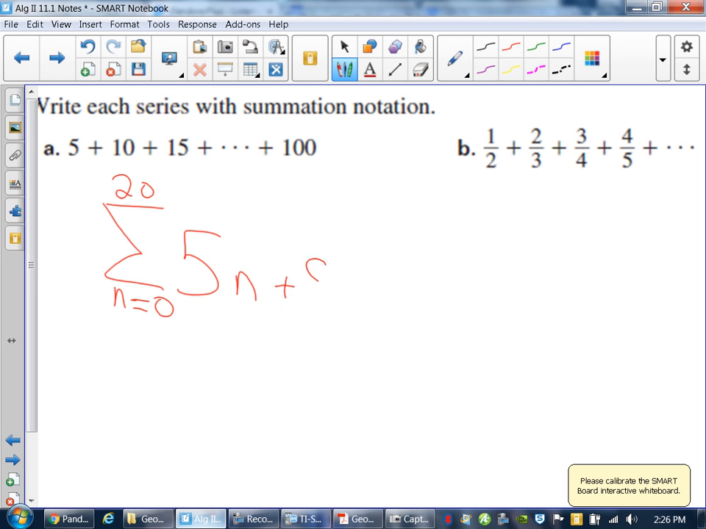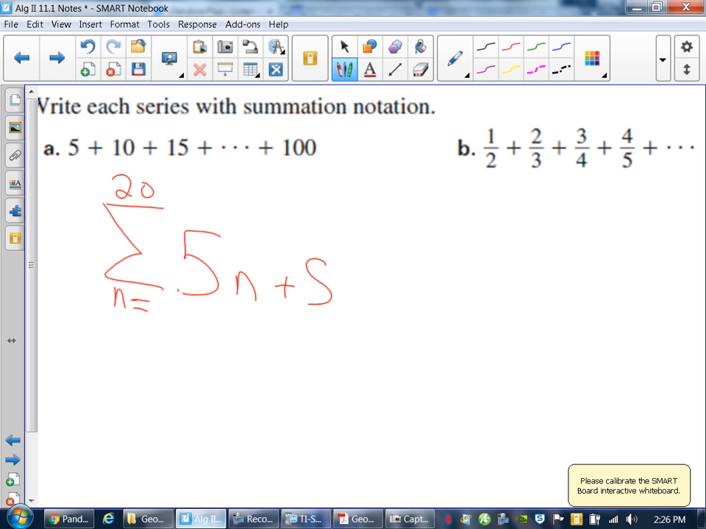You add 5. Now say this is what you were asking a second ago, are there other ways to write this out? If I start at 0, 5 times 0 is 0, 0 plus 5 is 5. 5 times 1 is 5, 5 plus 5 is 10. So you can make it unnecessarily complicated. Correct. I'm going to do that.